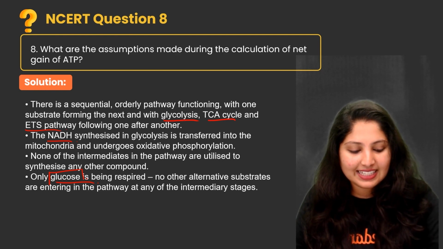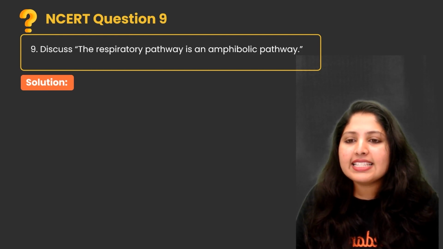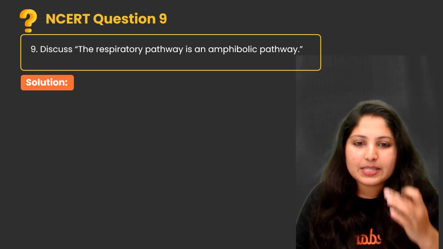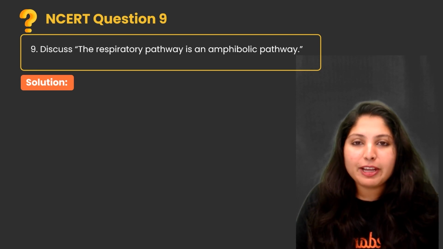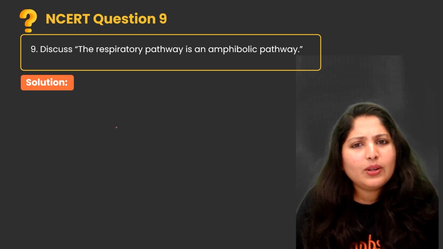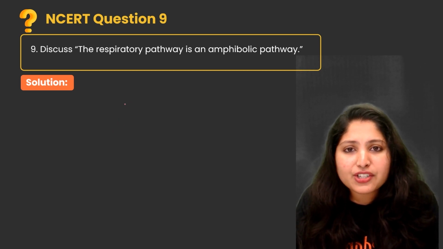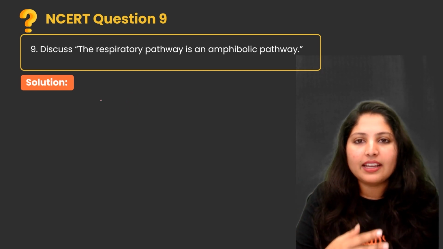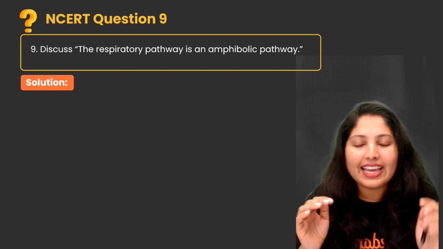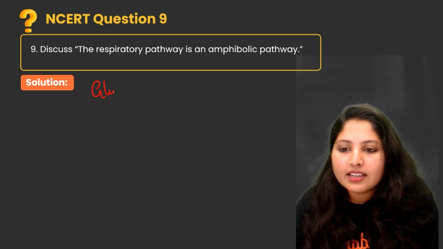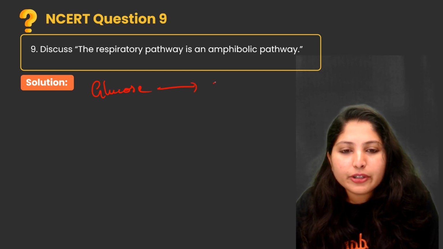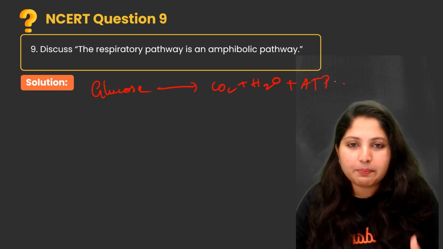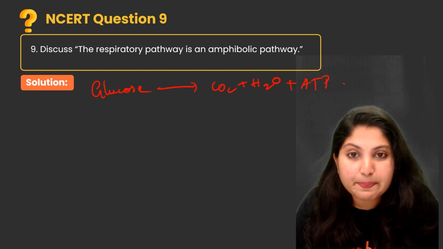Next one. Discuss the respiratory pathway as an amphibolic pathway. The respiratory pathway is an amphibolic pathway. Let's see what respiration is. To understand in a simple way, we will take an example. Glucose is converted into carbon dioxide and water, and it produces more ATP, energy. This is called respiration.